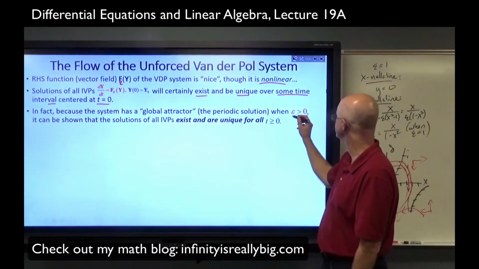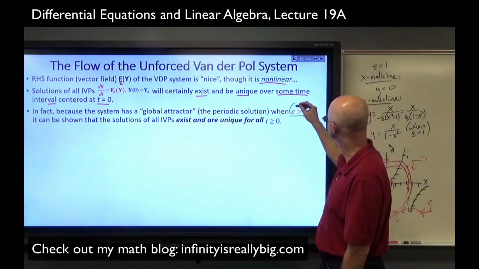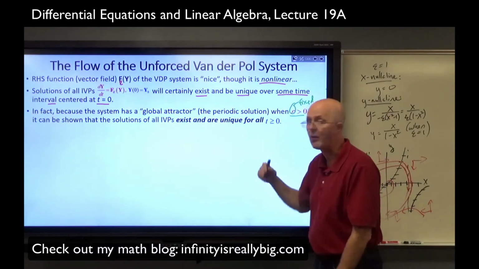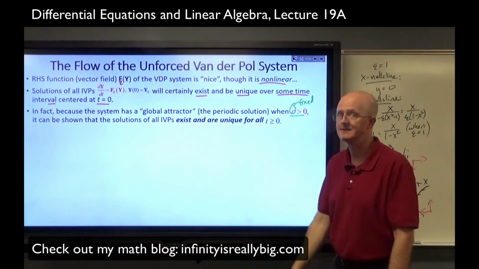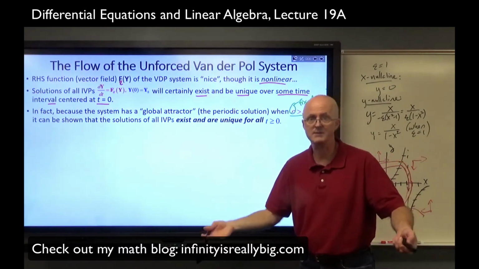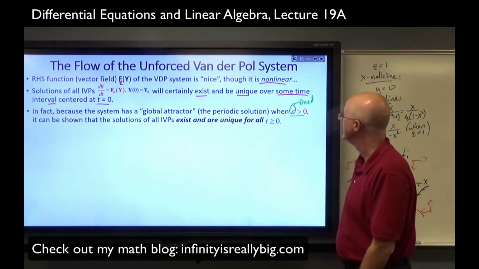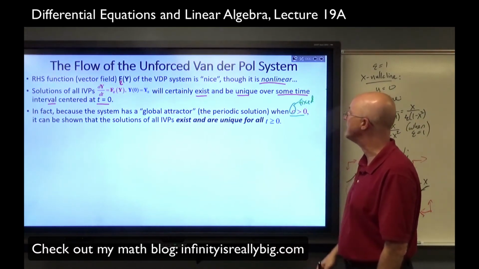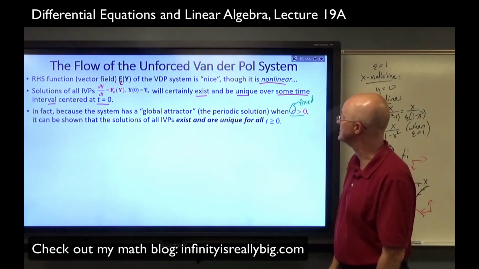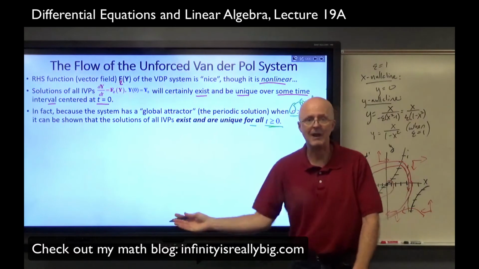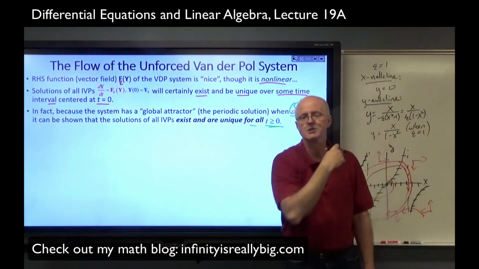For any fixed epsilon, think of that as fixed when you're thinking about this content here. Though I could change what it is. I could think about it for epsilon as 1, I could think about it for epsilon as 2, I could think about it for epsilon as 0.1. No matter what fixed epsilon I picked, it can be shown that solutions of all IVPs exist and are unique for all t greater than or equal to 0 out forever. T can be as large as you want.